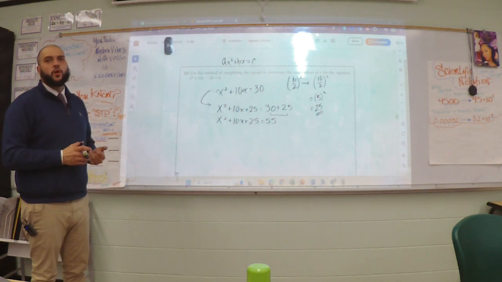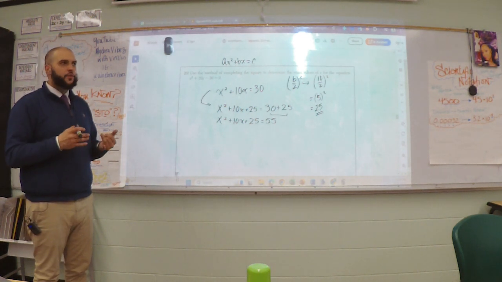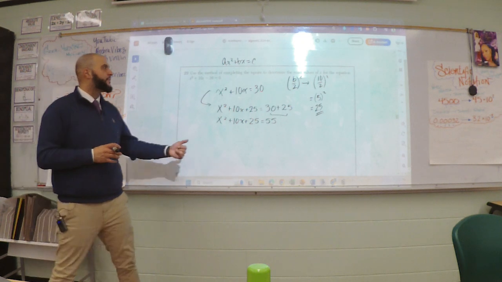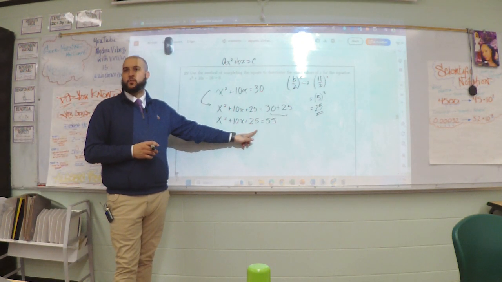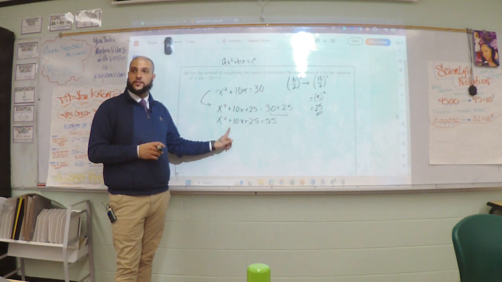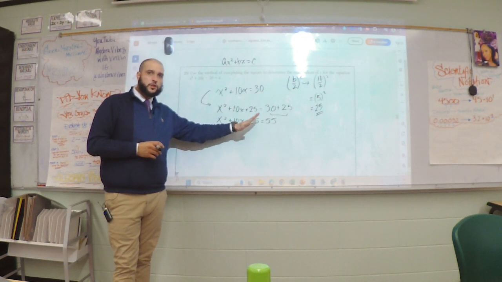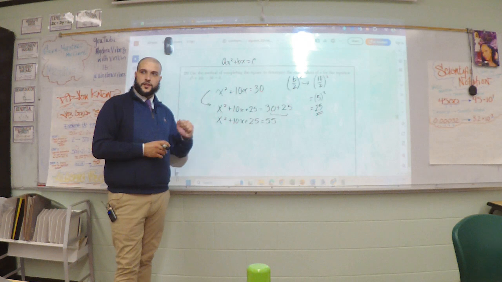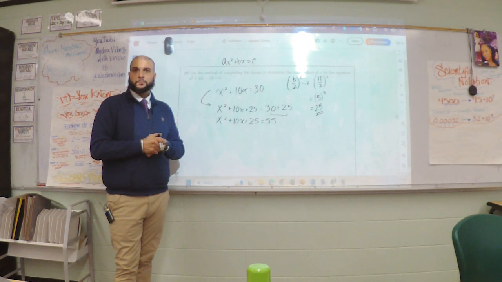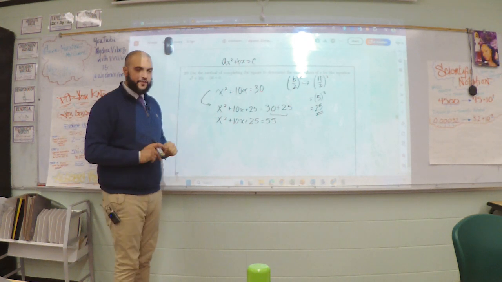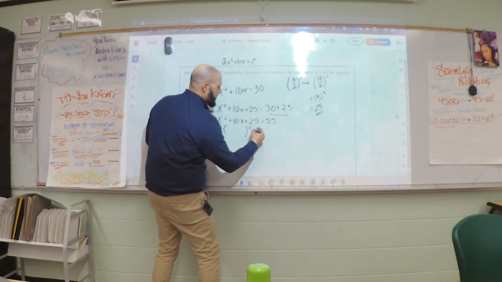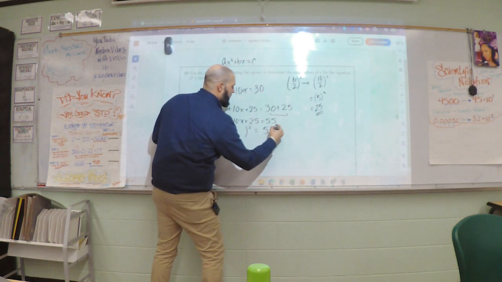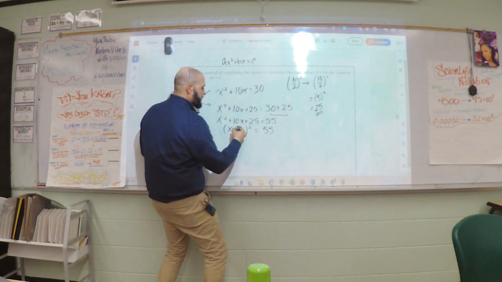Now, when you are doing this and we're talking about factoring or anything like that, we have to find items that will add to 10, multiply to 25. What makes this easy is that they're both plus signs. What number do you think will multiply to 25 and will add to 10? 5. Straight up, 5. So, in parentheses, we're going to do x plus 5.